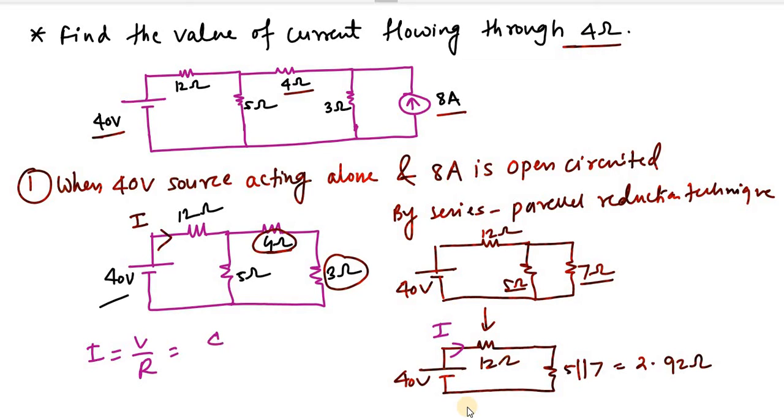Now the total current in this circuit I is, by Ohm's law, I is equal to V by R. V is 40 and R is 12 plus 2.92. So it is equal to 2.68 ampere. So the total current in this circuit is 2.68 ampere.